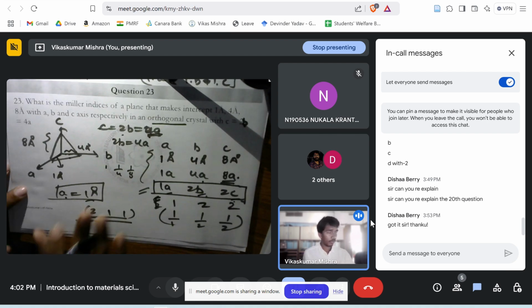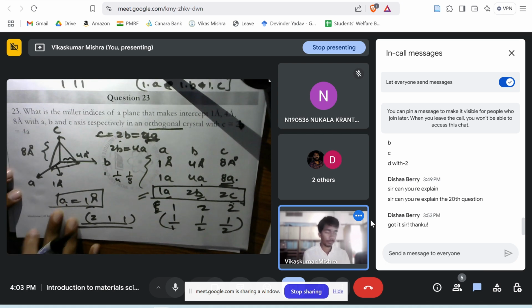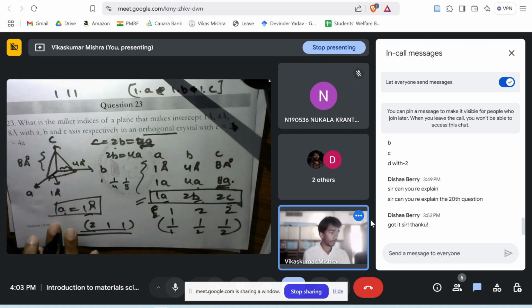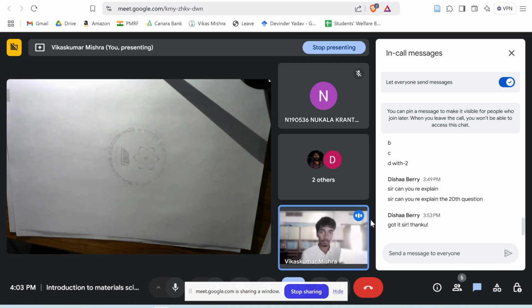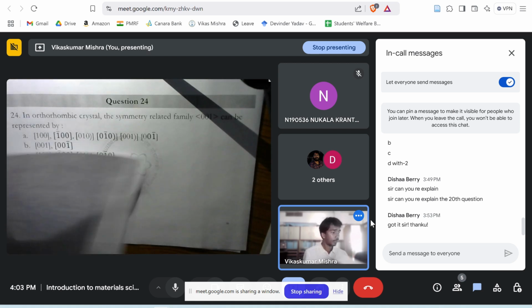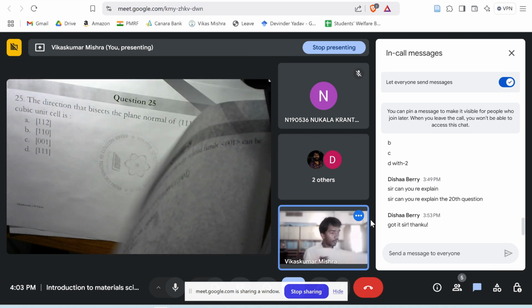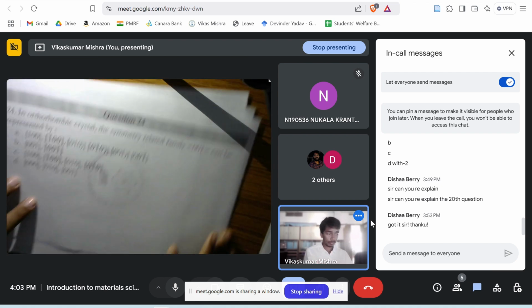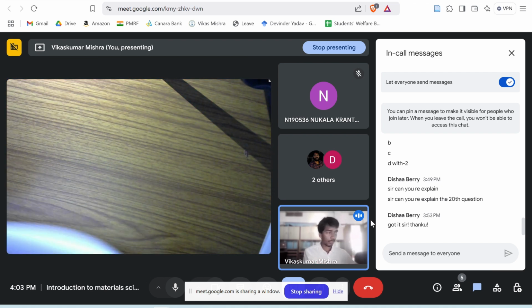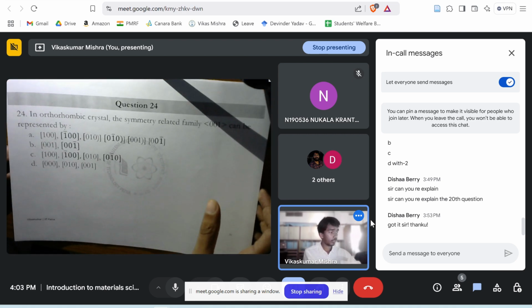Okay, so that's how we have solved this question number 23. If there is any doubt, let me know. If not, we'll move ahead. Now I only have 2 questions. We'll finish them up and then we can wrap up.